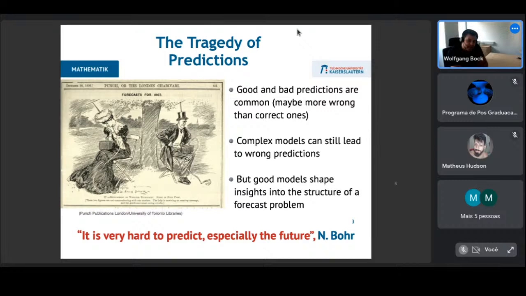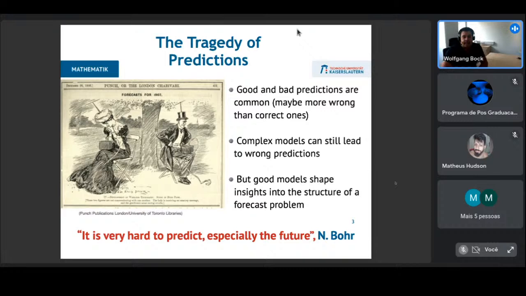But of course, it's completely wrong in the sense of the techniques or apparatus that we use in the future, right? So good and bad predictions are both common, and especially in this time of pandemics, we know that. There are maybe more wrong than correct ones. We don't know. That's also what you know from predictions: you have to wait quite long.